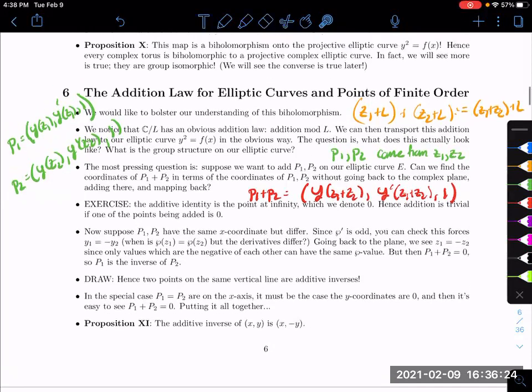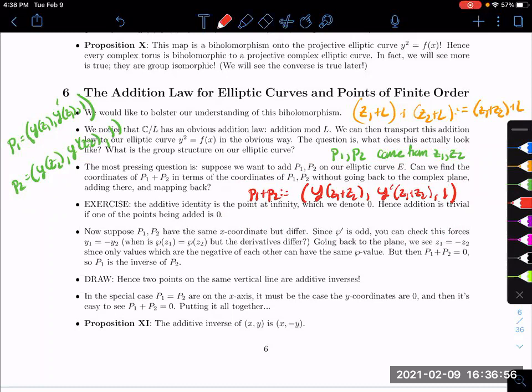So this is kind of problematic though, right? There's two problems with this definition of addition on the elliptic curve. The first problem is, what does this actually look like geometrically? This is a very analytic way of describing it, but what does it actually look like? Like if I give you a picture of the elliptic curve and 2 points on it, can you draw the third point? Can you draw the sum? It turns out you can, which I'll show you how to do.